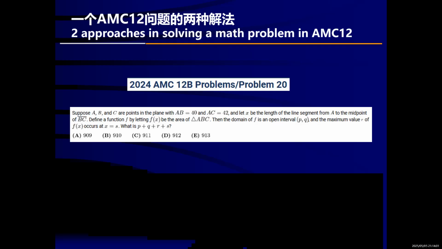Hello everyone. Today I'm going to present a math problem in AMC 12. This is problem number 20 in AMC 12B in the year 2024. It involves trigonometry, algebra, and function. I'm going to take two different approaches to solve the problem. Both approaches are worth learning.